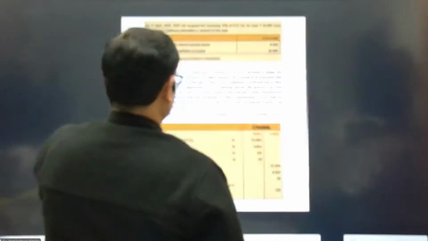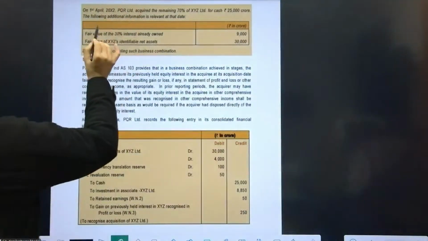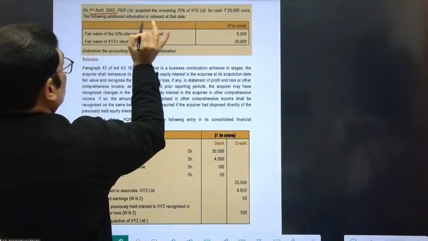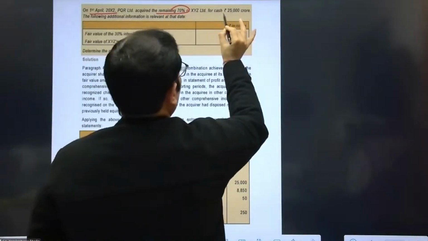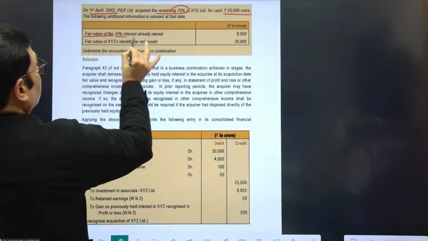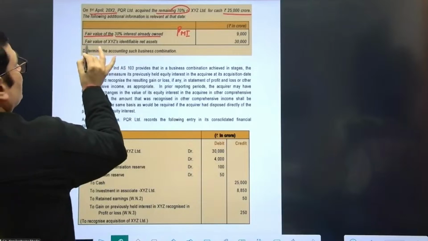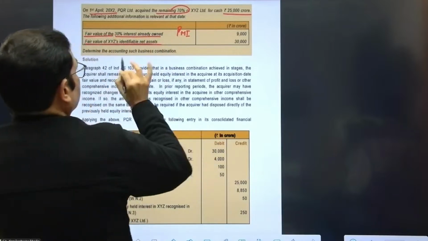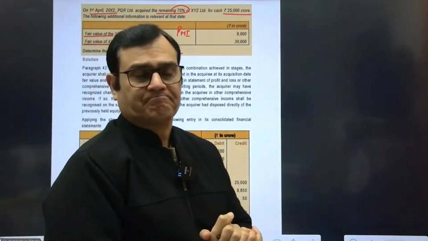Okay, then let's have a look further. I guess I'll just put the answer there. I'll put my own entry as well. Then he says on 1st April X2, PQ acquired the remaining 70% for cash of 25,000 crores. So we are given the fair value of that 30% already owned, that is PHI. And then he says the fair value of the net assets is 30. How would you do the accounting for this business combination?